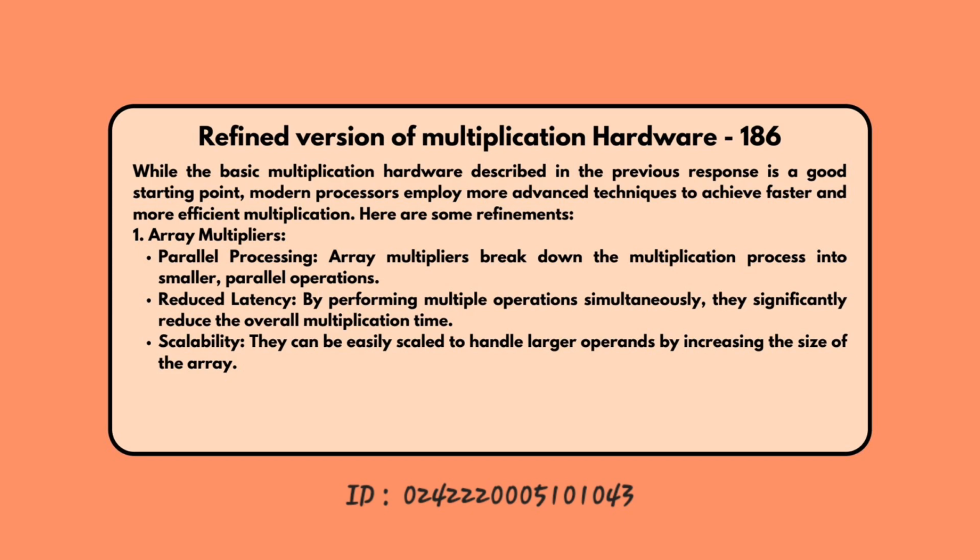While the basic multiplication hardware described in the previous response is a good starting point, modern processors employ more advanced techniques to achieve faster and more efficient multiplication. Here are some refinements. Array multipliers, parallel processing. Array multipliers break down the multiplication process into smaller parallel operations. Reduce latency. By performing multiple operations simultaneously, they significantly reduce the overall multiplication time. Scalability. They can easily be scaled to handle longer operands by increasing the size of the array.